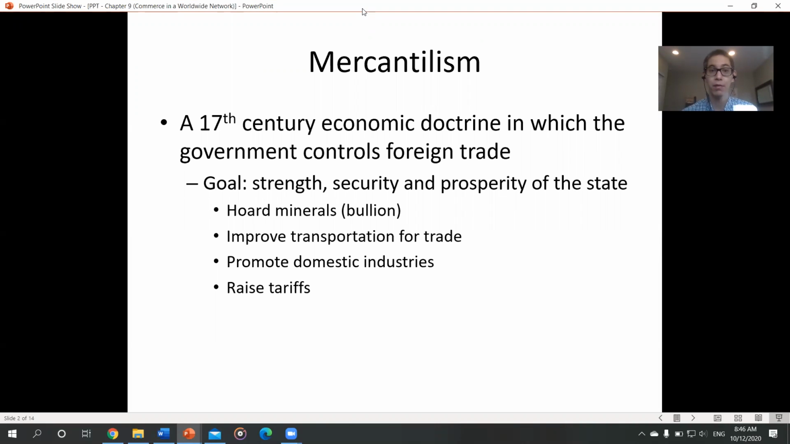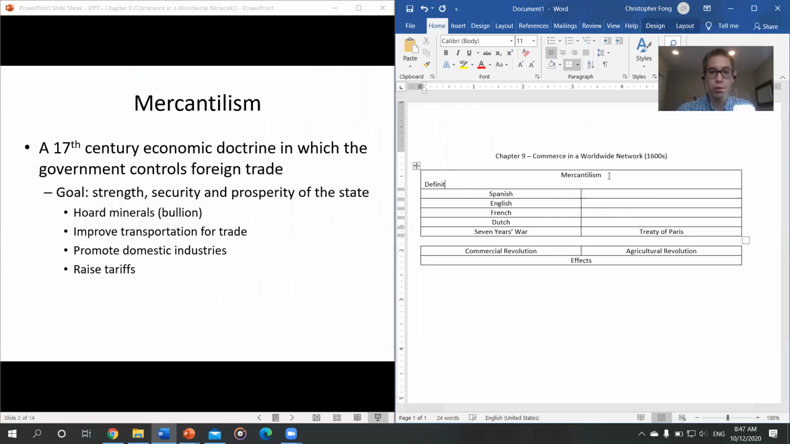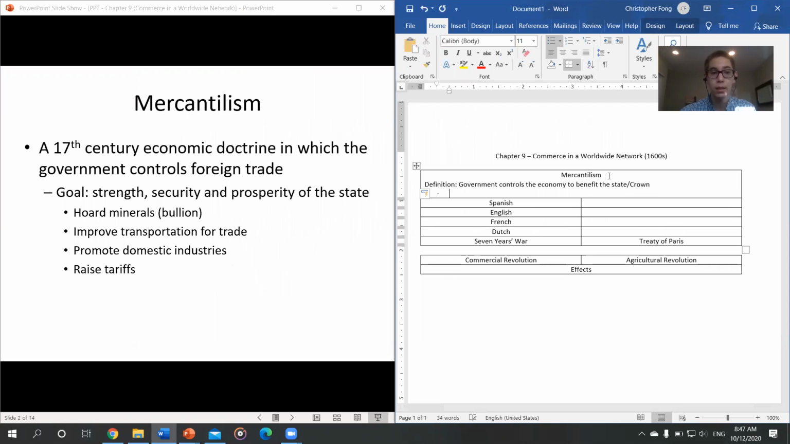Now, who's at the top of the state? Well, it's the king or the queen. And so mercantilism in a nutshell is the idea that the king or queen controls the economy to benefit the king or queen. So again, when we're talking about our definition of mercantilism, this is when the government controls the economy to benefit the state, or maybe to benefit the crown.